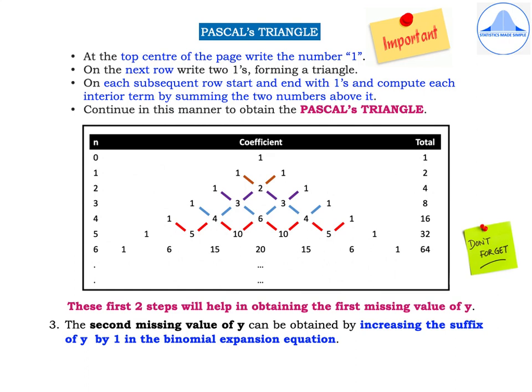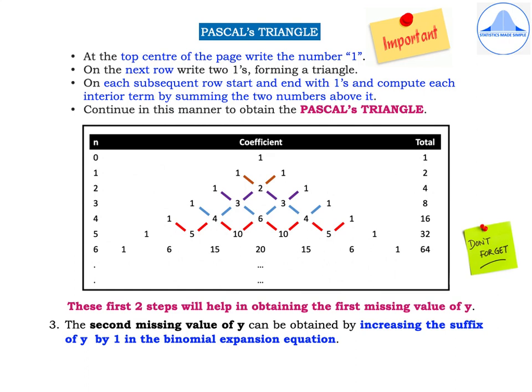Now when n is equal to 3, as indicated by the purple short lines, first you add 1 and 2, you'll get the total as 3. Then when you add 2 and 1, you will get the total as 3. And on either side of these two 3's, you write 1. Now when you add up these values, the total will be equal to 8.